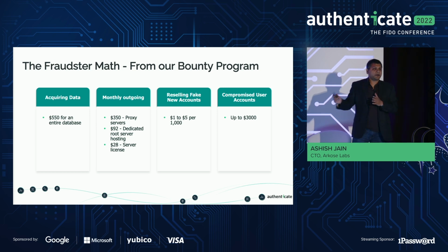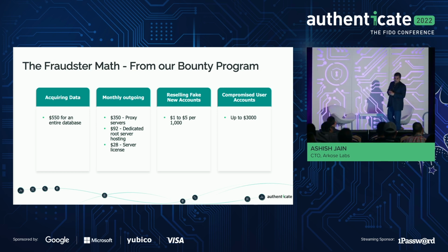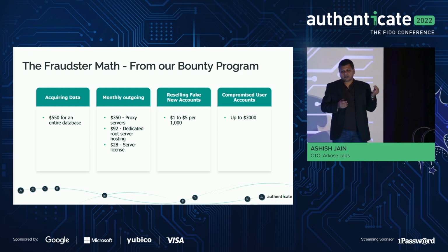Hopefully, this is a little bit alarming, and if you thought you knew why you were implementing Passwordless, this gives you a little bit more incentive. We get the economies, and if you search for it, it's about $550: you can buy your database, and then you get some proxy servers, some dedicated hosting. The reward on the other side is that you can get $1 to $5 per new account. And it depends on the account that you're trying to create.